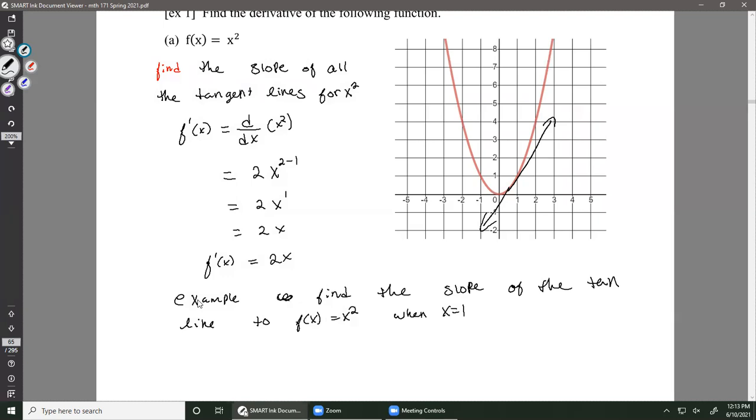Well, we know the slope of the tangent line everywhere is 2x. So if we find the slope of the tangent line at 1, this is f prime at 1, which is equal to 2 times 1, which is just 2. And we can kind of check that. My line is not perfect, but if I look at x equal 1, my slope is if we go up 2 and over 1. So that slope of the tangent line was actually 2.